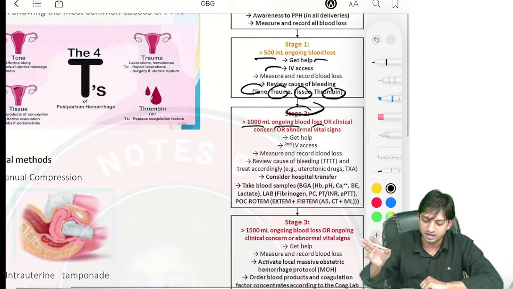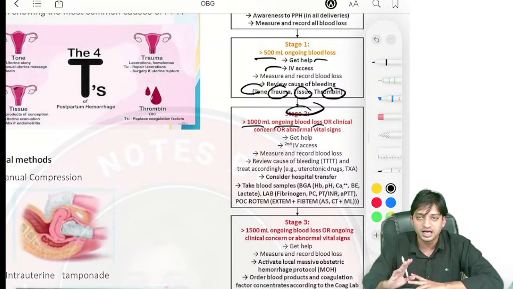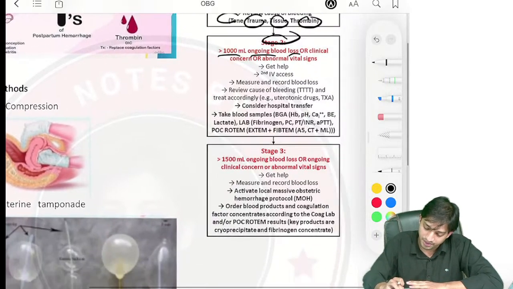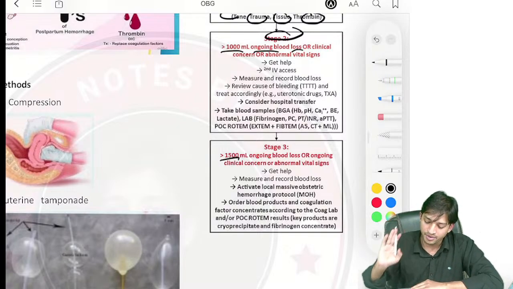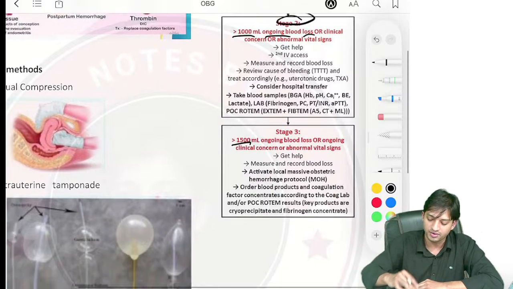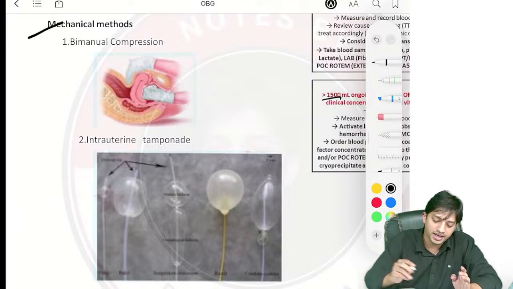Just consider hospital transfer, take blood samples, viral markers, clotting factors, PT-INR, go for the test, blood group, prepare. Now, if more than 1500 blood loss has happened, then what you have to do? Get help, right? Then you will have to activate the hemorrhage protocol and bring in blood and other products for management.